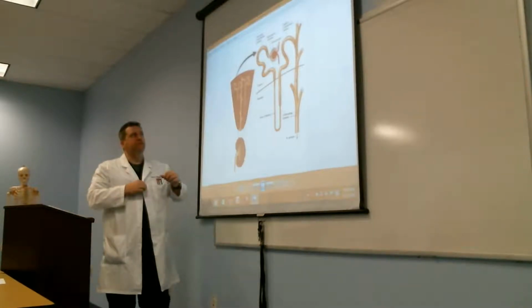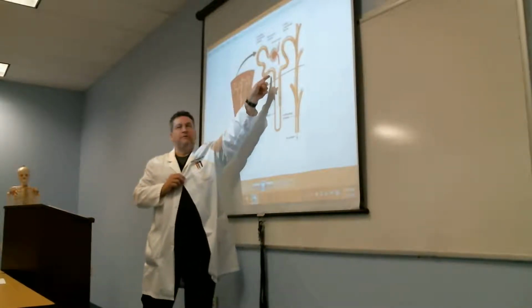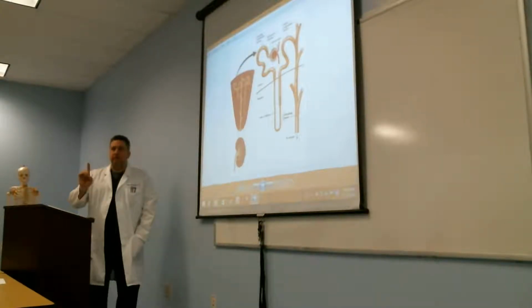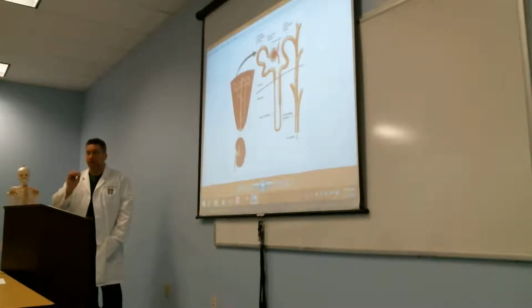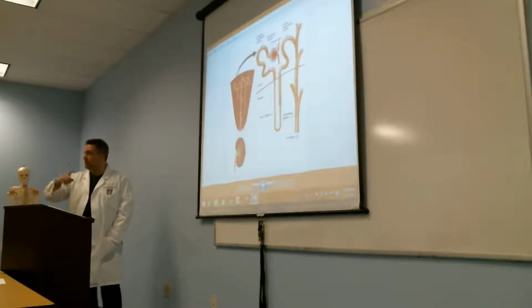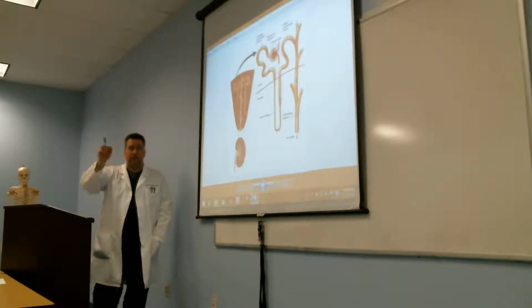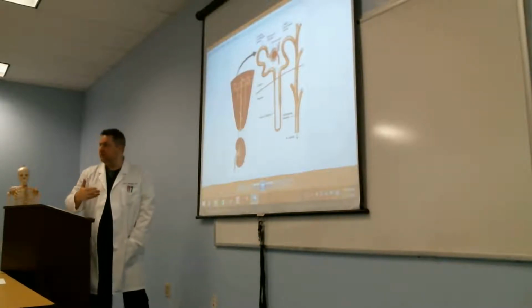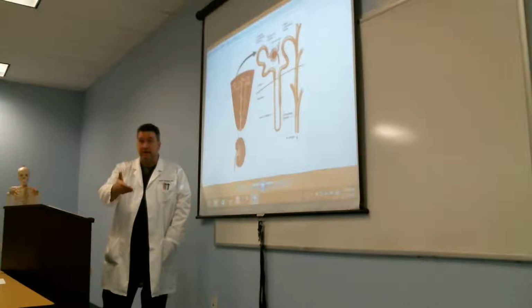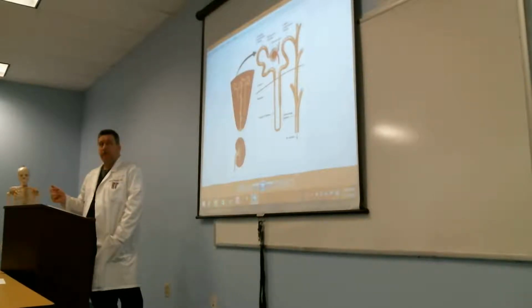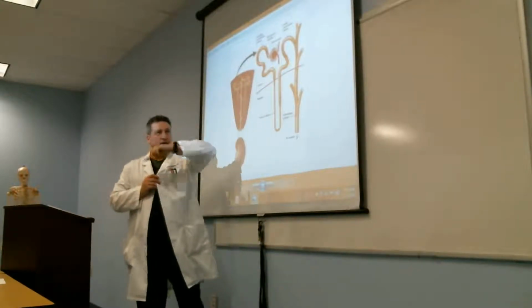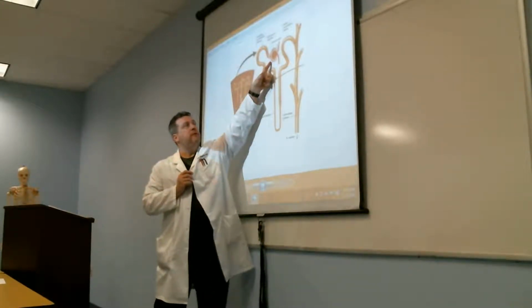That filtrate moves from the Bowman's capsule into this first part here called the proximal convoluted tubule. Don't get confused. Tubule is a fancy word for a little tube. Convoluted means it has a lot of twists and turns to it, kind of like the excuses you come up with that you can't take a test. And then proximal means, well, closer to the beginning as compared to distal. So when we call this first tube here the proximal convoluted tubule, we're just saying it's a little tube that has a lot of twists and turns to it, and it's closer to the Bowman's capsule.